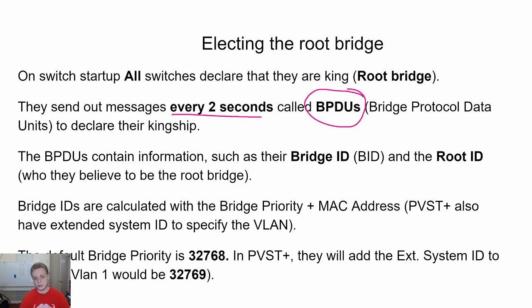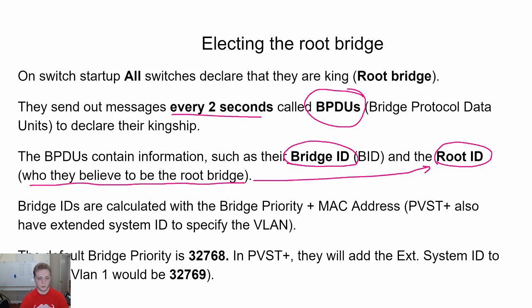These BPDUs also contain information like their bridge ID and the root ID, which they assume is themselves. In this case, it is for them, but is it going to end up that way? We don't know yet. So this is who they believe the root bridge is, the root ID. Then the bridge IDs are calculated with our bridge priority, our MAC address, and if we have PVST or PVST plus, we can have the extended system ID to specify which VLAN.